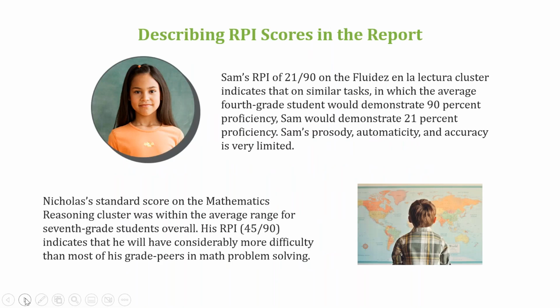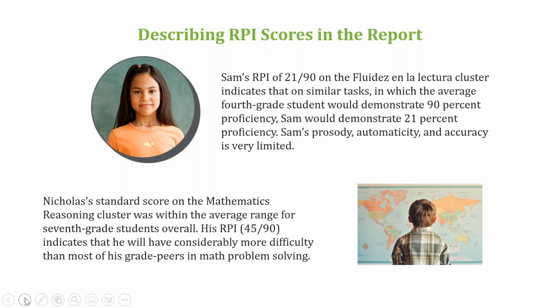So finally, when you're describing the RPI scores in the report, here are just two examples of how you might write that up. Sam's RPI of 21/90 indicates that on similar tasks on which the average fourth grade student would demonstrate 90% proficiency, Sam would demonstrate 21% proficiency. Sam's prosody, automaticity, and accuracy is very limited. So we know that from this information, we're going to have goals and objectives around those types of tasks. We know that prosody is an issue, automaticity is an issue, as well as accuracy.